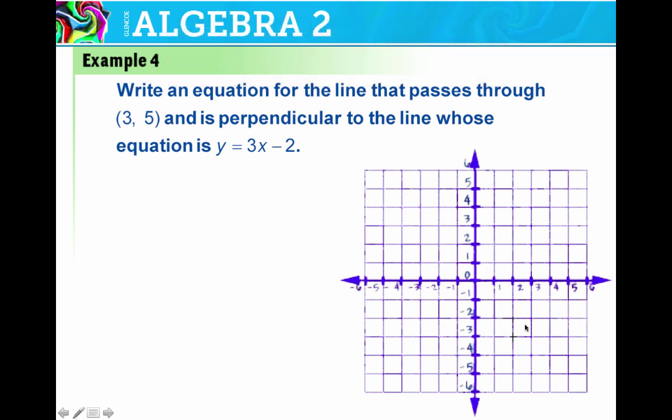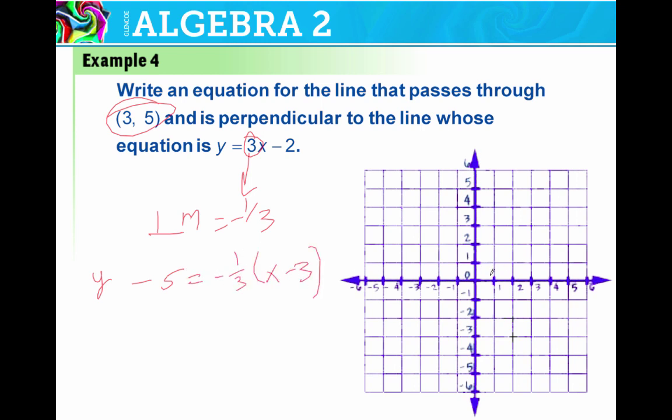Last one, write an equation that passes through (3, 5) and is perpendicular to the line whose equation is given. Again, if this was parallel, I would just use that slope and that point. It's perpendicular, so I'm going to identify the perpendicular slope, which would be negative 1/3. So I'm going to do y minus 5 equals negative 1/3 times x minus 3. I'm going to go to (3, 5), and now I'm going to apply the slope. Down 1, right 3. Up 1, left 3. That's enough. Graph the line.